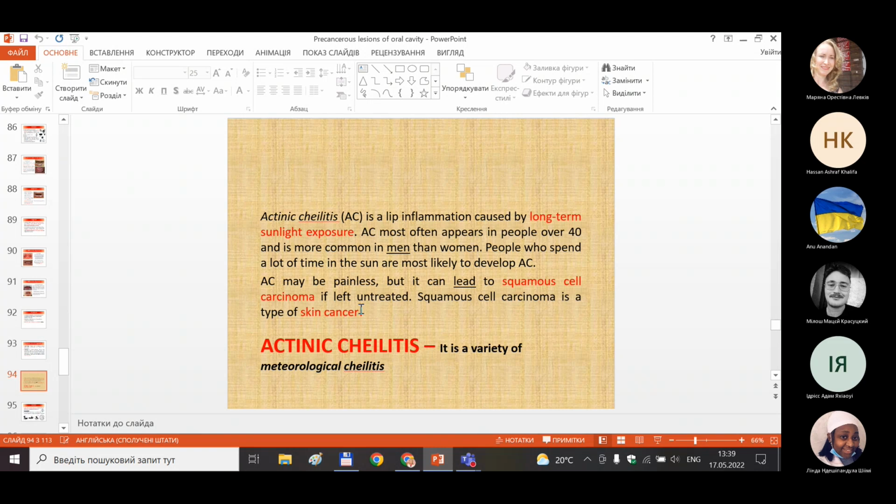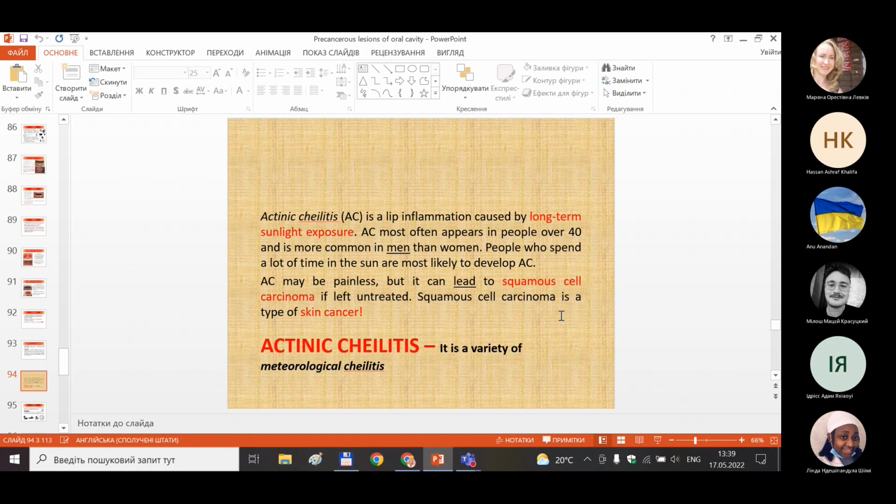Actinic cheilitis is a variety of meteorologic cheilitis. So actinic cheilitis is a lip inflammation caused by long-term sunlight exposure. It most often appears in people over 40 and is more common in men than women. People who spend a lot of time in the sun are most likely to develop it. It may be painless, but it can lead to squamous cell carcinoma if left untreated.